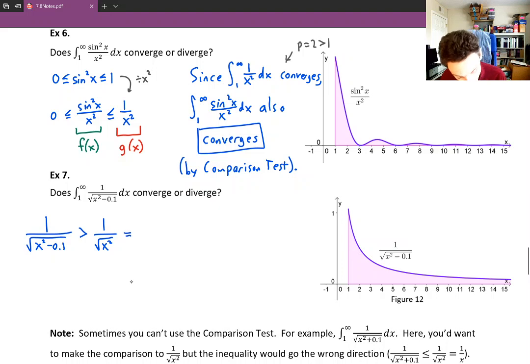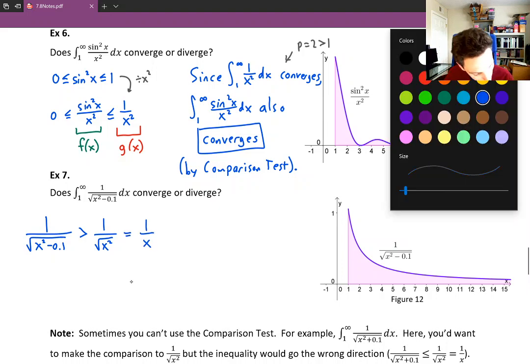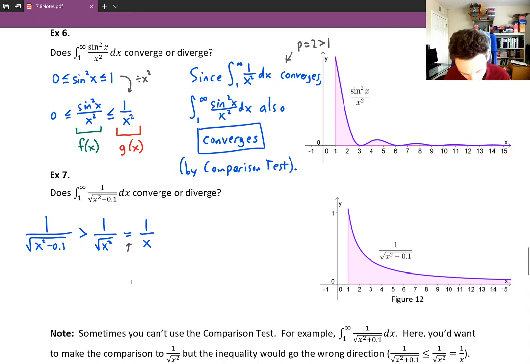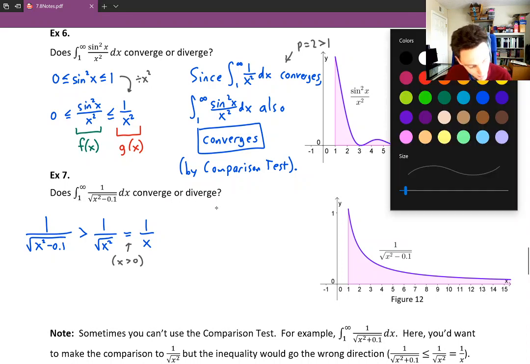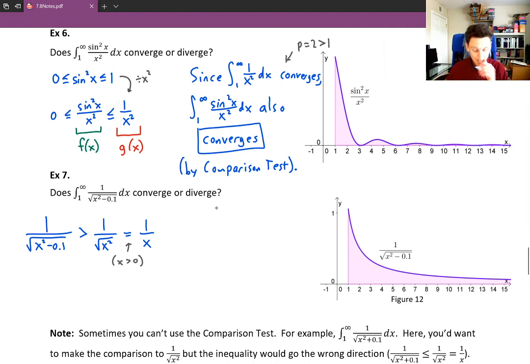But 1 over the square root of x squared just is the same thing as 1 over x, at least when x is positive like it is here, right? All of the x values from 1 to infinity, those are all positive x values. So we can make that simplification. And we know that all of these are greater than or equal to 0, right? So these are non-negative functions that we're dealing with.